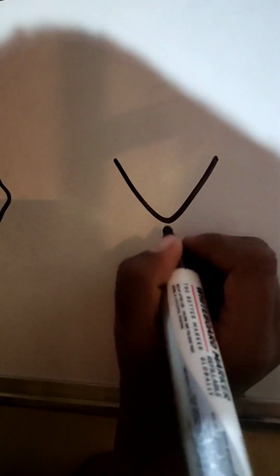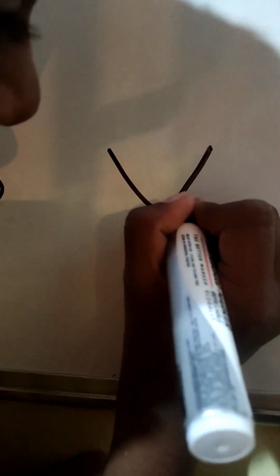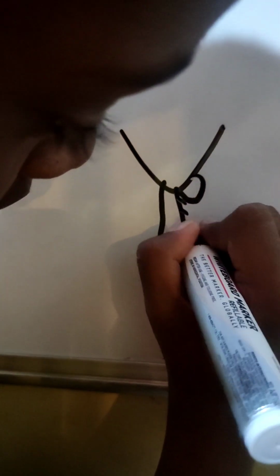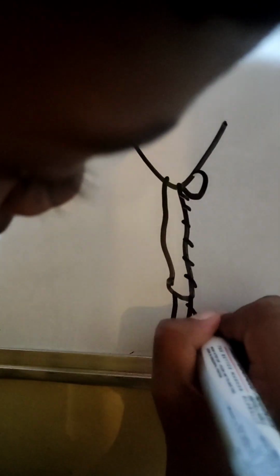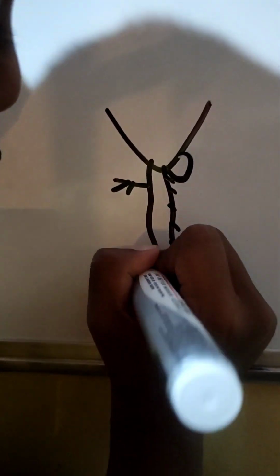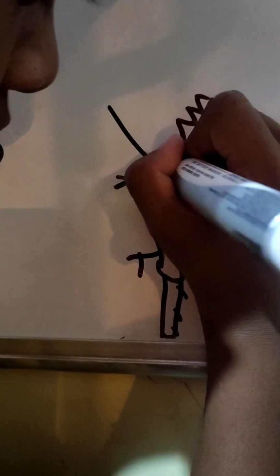What can we do? I have the perfect idea. Then draw one C. Then like this, and put something like this. And put like this, okay? Then put some legs for this. See, it's a crocodile. Now see what it's eating, meat.